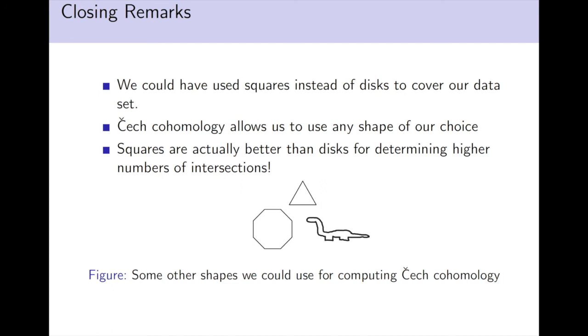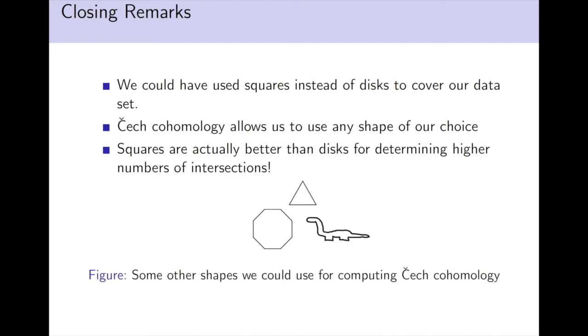So squares are actually better than disks for determining higher numbers of intersections. When I say this, I mean in terms of making an algorithm to automate this for us. We didn't have time to get into this, but if we really want to use Čech cohomology, we're going to be working with a lot more than 8 data points, and that's going to take a long time if we try to do it by hand. So we want to automate the process as much as possible.